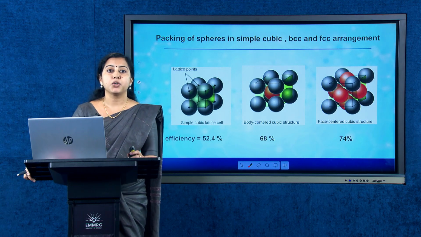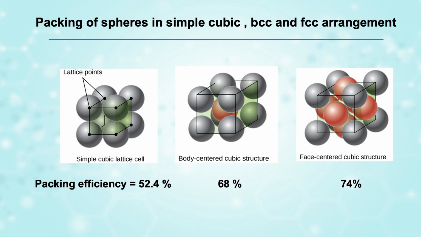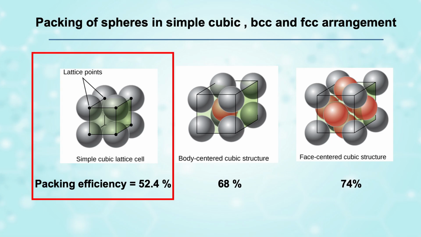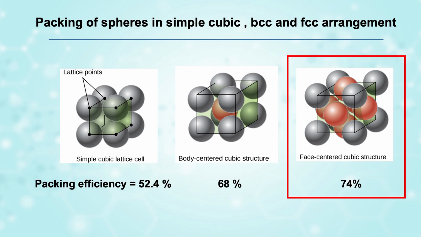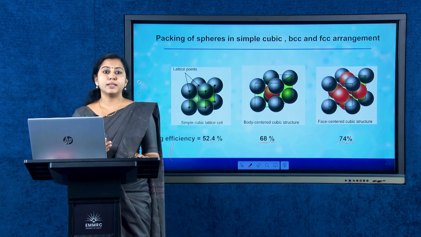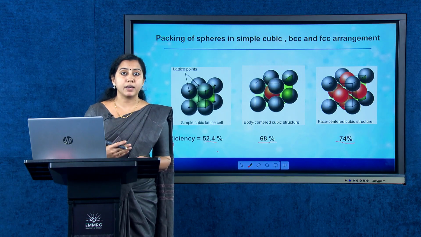In the last class, we have seen that the packing of spheres in simple cubic, body-centered and face-centered arrangement gives rise to a packing efficiency of 52.4% in simple cubic lattice, 68% in body-centered cubic structure and 74% in face-centered cubic structure. So, let us see how to theoretically calculate such packing efficiency.